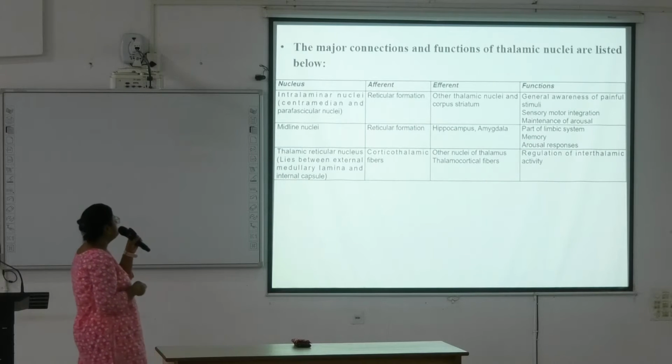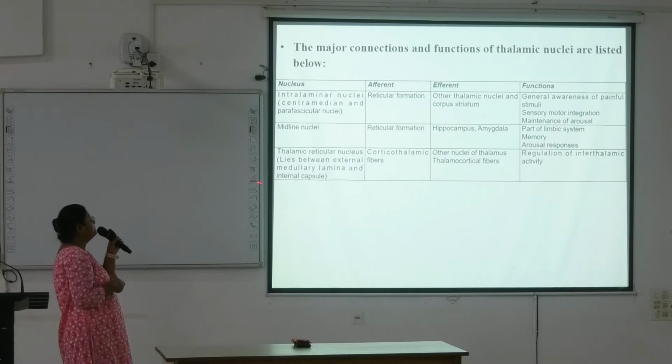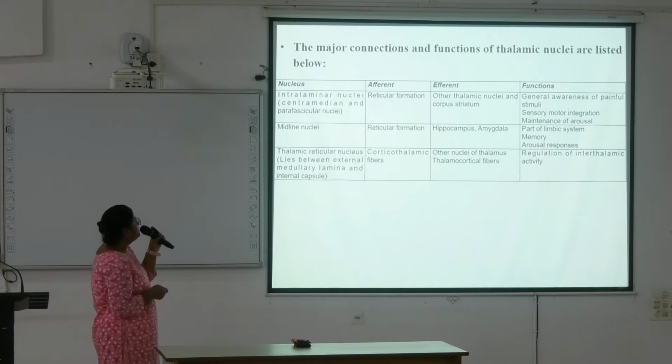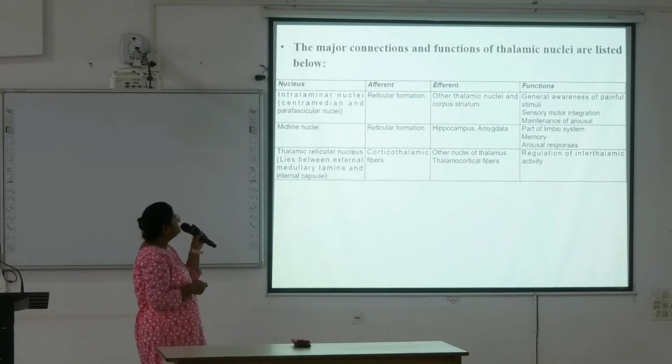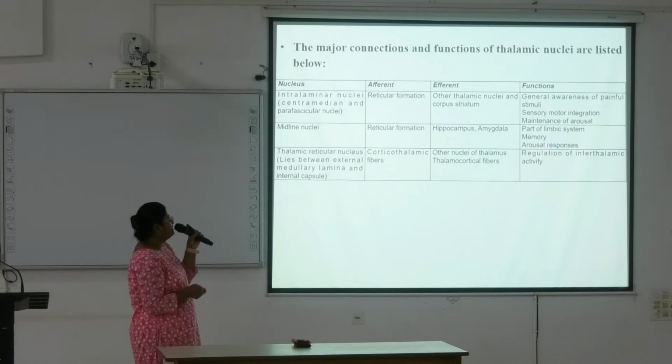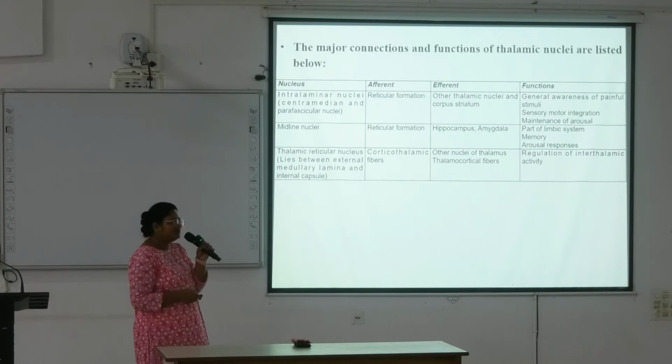Next is thalamic reticular nucleus, lies between external medullary lamina and internal capsule. Afferent coming from corticothalamic fibers. Efferent is going to other nuclei of thalamus and thalamocortical fibers. Function helps in regulation of interthalamic activity.